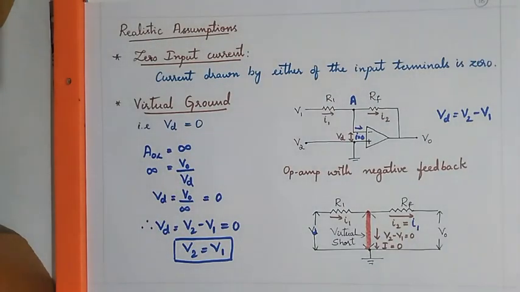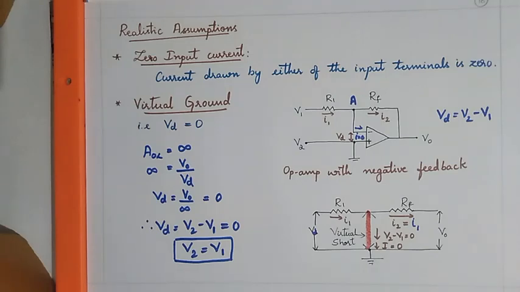Next topic is on the realistic assumptions. There are two realistic assumptions that are made, which help in simplifying the analysis of op-amp circuits to a larger extent. The first assumption is zero input current, that is, the current drawn by either of the input terminals is zero. The current into the op-amp, either through the inverting input terminal or through the non-inverting terminal, is zero.